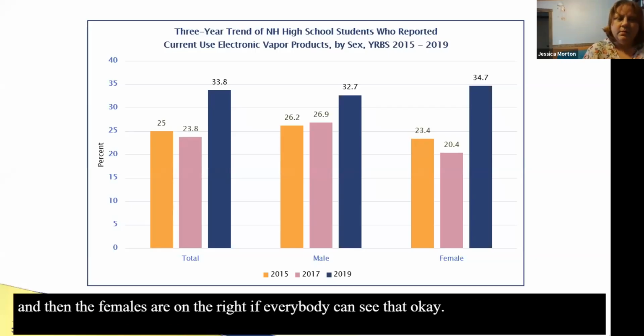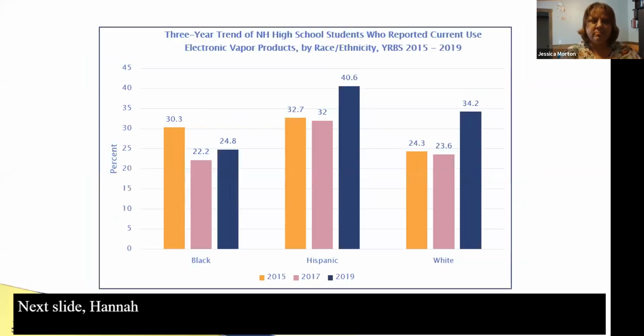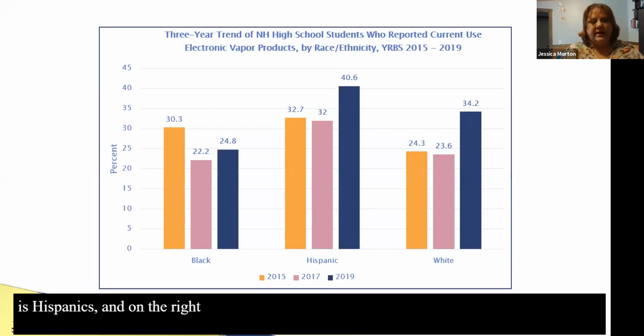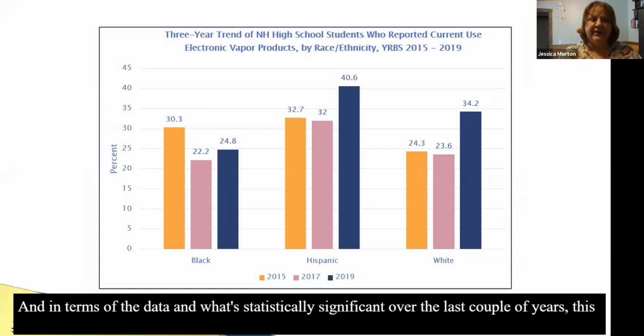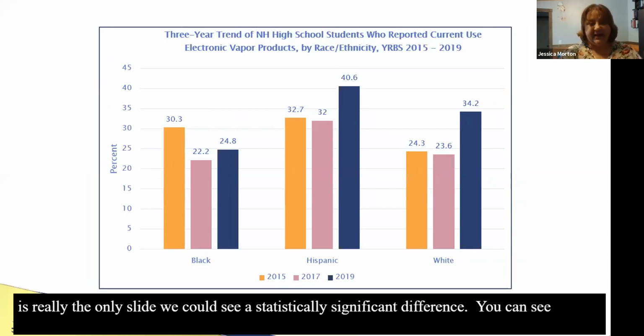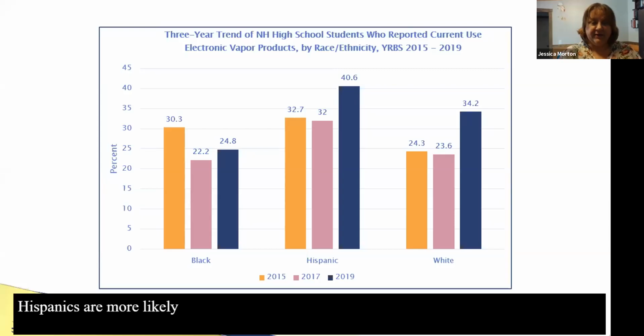Next slide, Hannah. This next slide is about race and ethnicity. On the left-hand side is Blacks, in the middle is Hispanics, and on the right is whites. In terms of what's statistically significant over the last couple of years, this is really the only slide where we could see a statistically significant difference. You can see that Hispanics are more likely to use electronic vaping products in New Hampshire than other races.